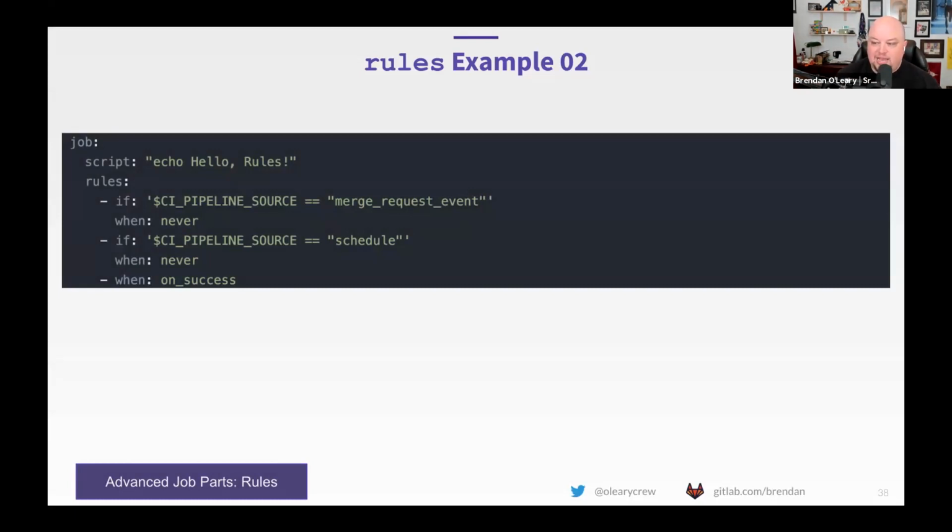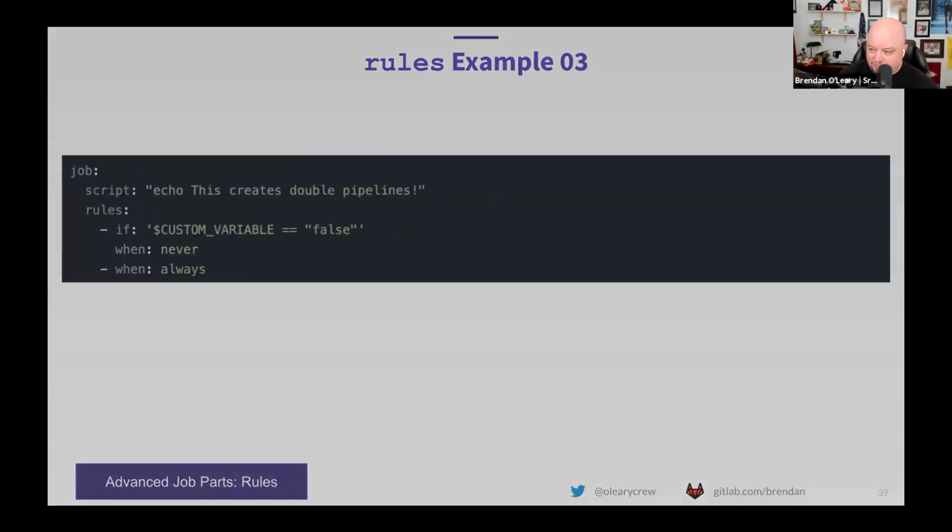Or we might want the inverse of that, right? We might want to not run a certain job on a merge request. And so this when never allows us to invert those rules really easily. Or I might want to set some custom variable to a custom string or value, and use that to say, if I set this variable when I start the run of the job, don't run it, but otherwise always run it.